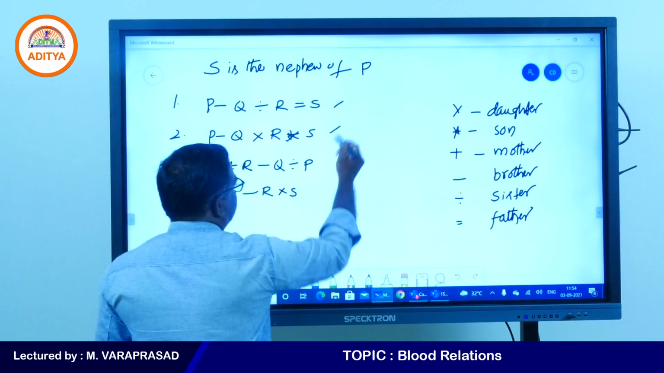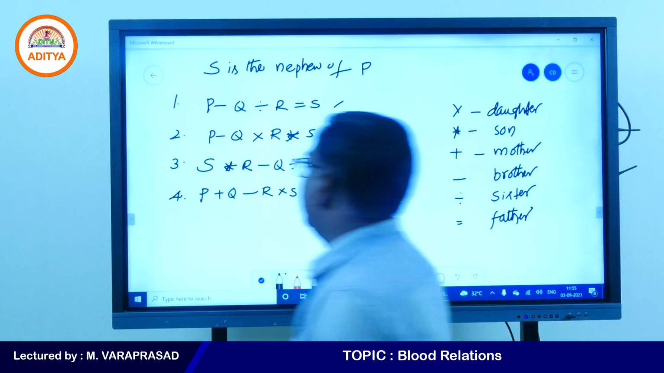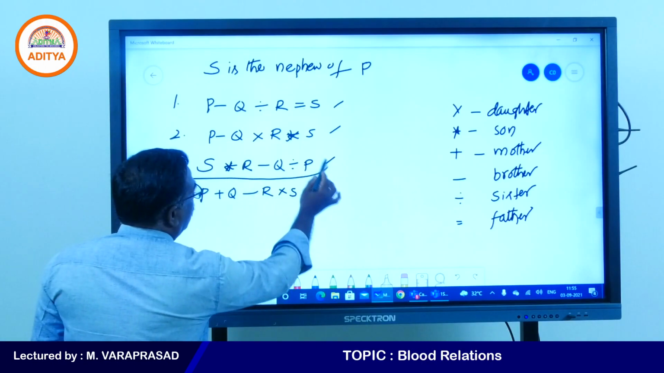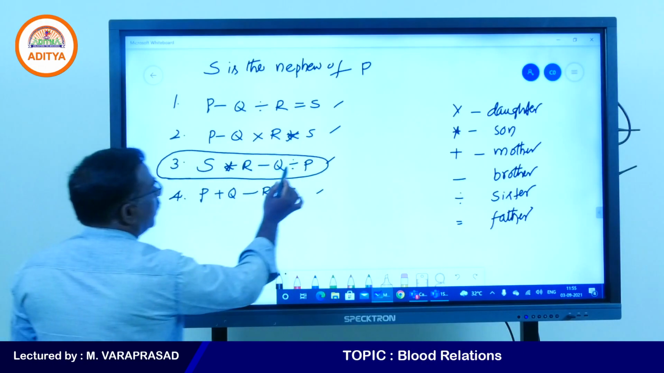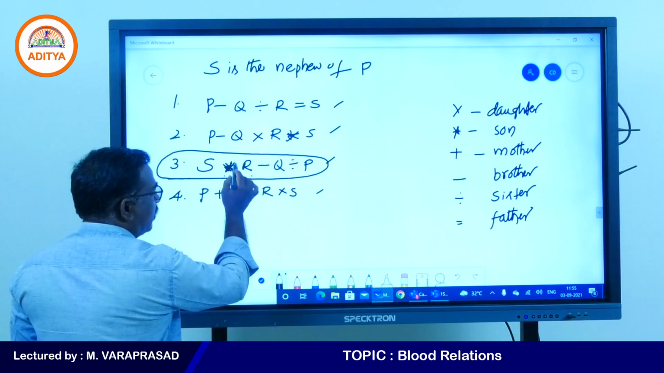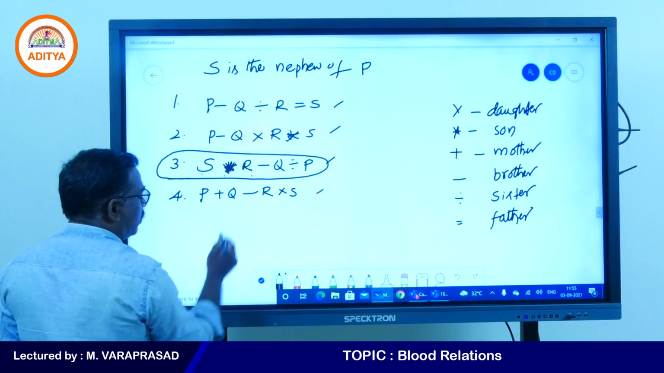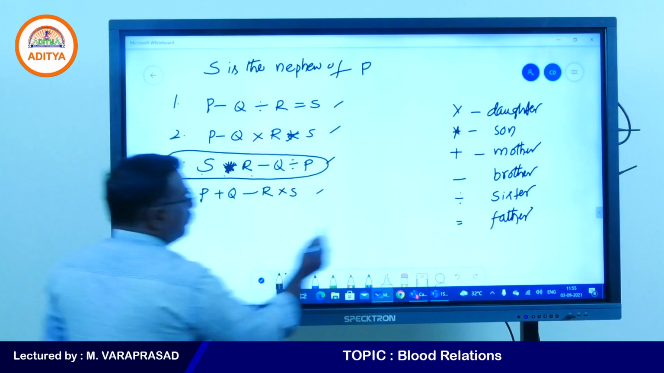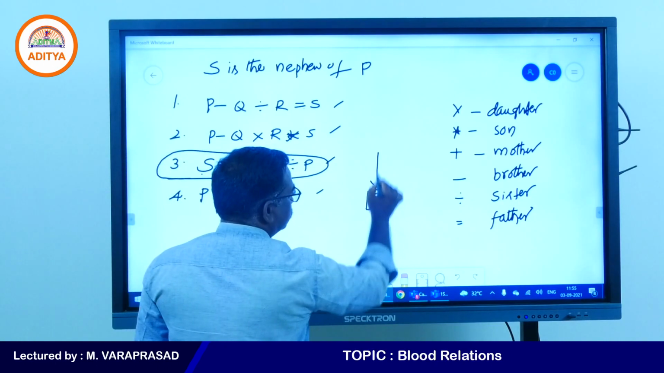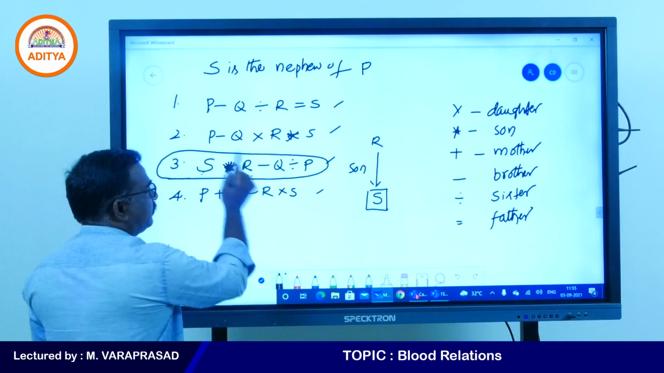Which relation gives here? 4 relations are there. Once I will check, many have written option number 3. Let me check option number 3 first. S star R minus Q divided by P is given. S star R, first given star relation. What is star means? Son. So S is son of R. This is the first relation.